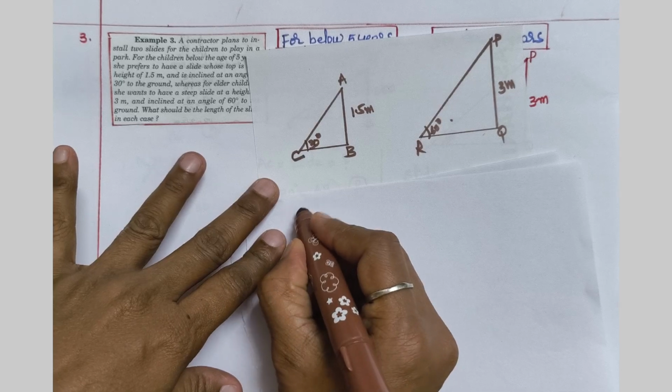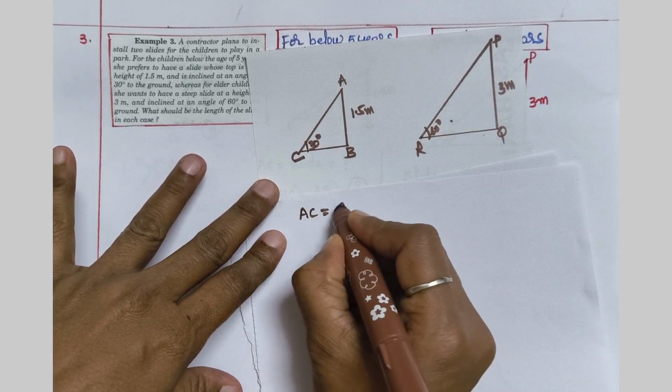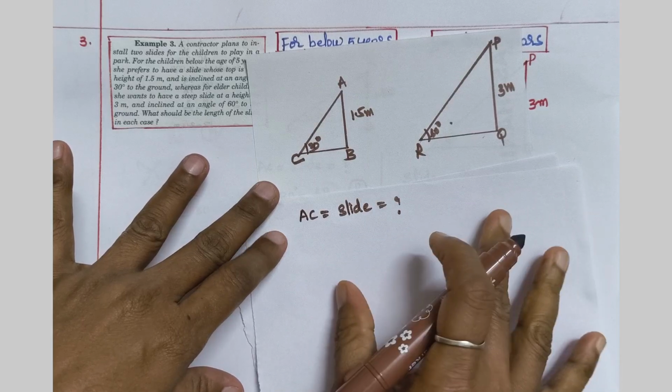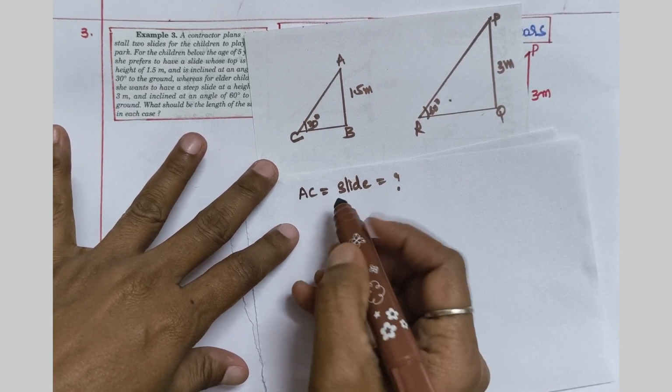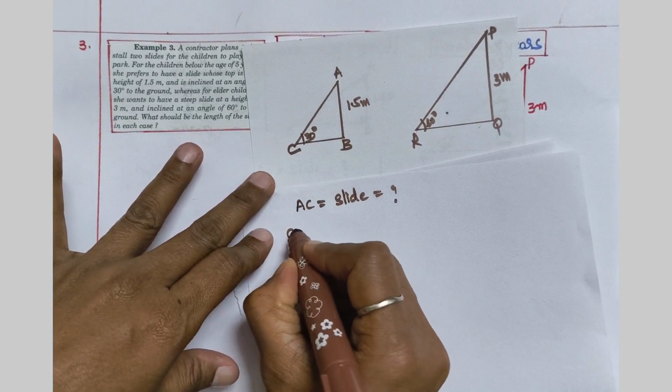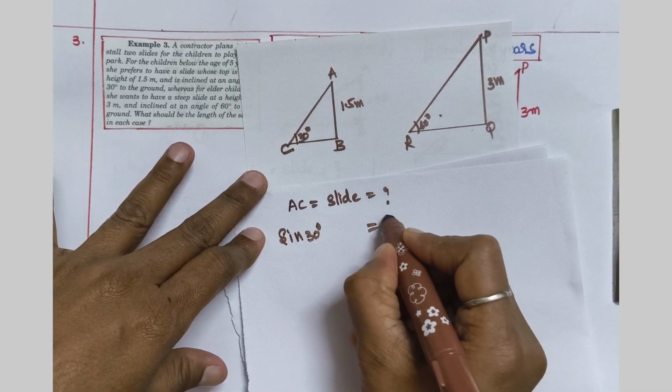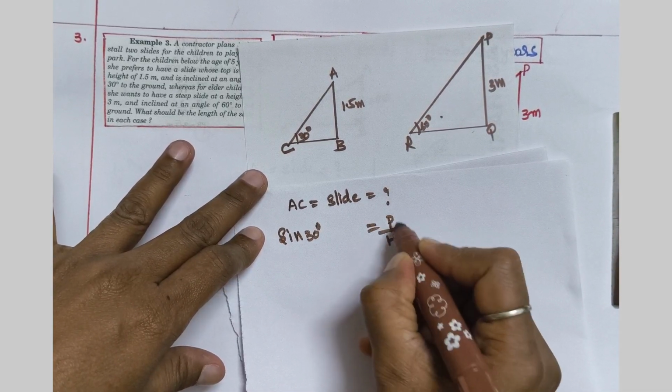Okay, here AC is the side. AC is the side; this is the question mark. Okay, now we will use sine 30 degree. Try to understand better. Sine 30 degree. Sine means what? Perpendicular by hypotenuse.